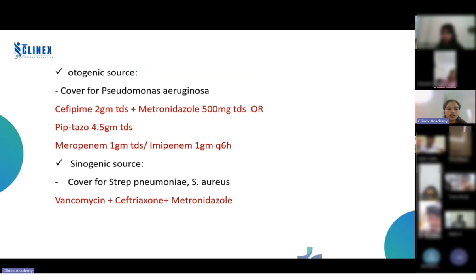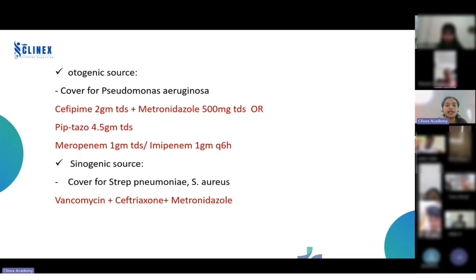Next is otogenic source. Otogenic means the source is the ear. One of the most common causes of ear infection will be Pseudomonas aeruginosa. So in this case, you'll have to cover for Pseudomonas and give anaerobic coverage. Here the option will be cefepime 2 gram TDS with metronidazole 500 mg TDS. Otherwise, you can give piperacillin tazobactam.